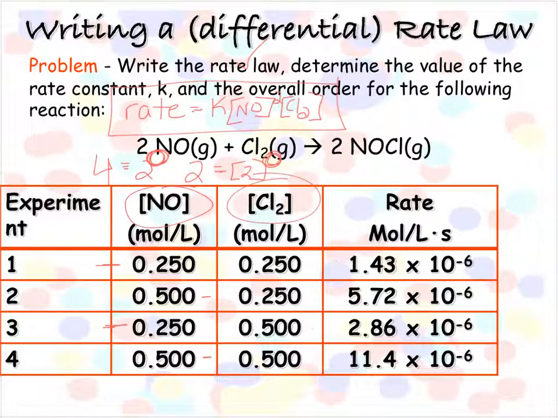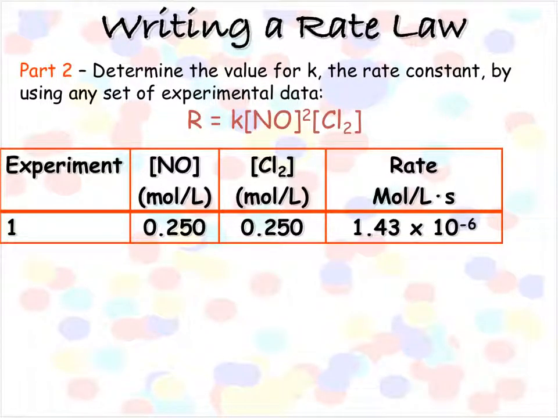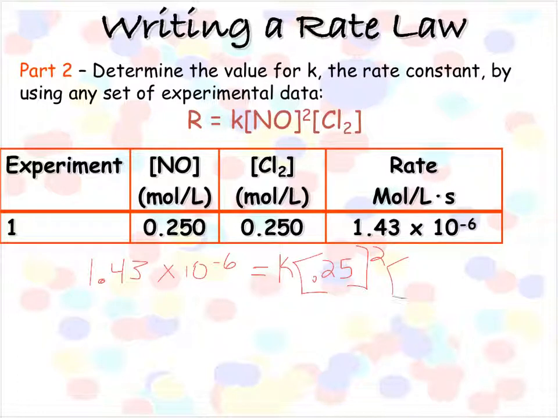I like to go for the first one just because it's natural. So I'm going to go straight to number 1. I removed the rest of the table so I'd have a little room to write here. So I'm going to do experiment 1. I know my rate. That's the first thing. So 1.43 times 10 to the negative 6 is equal to, K is what I'm looking for, and then NO is 0.25, and that one's squared, and then Cl2 is 0.25.